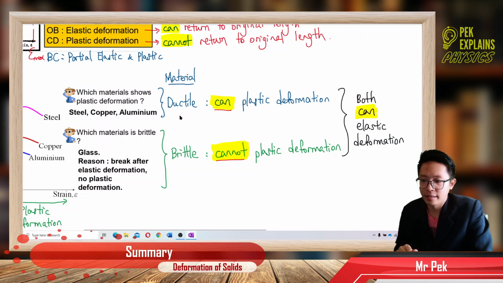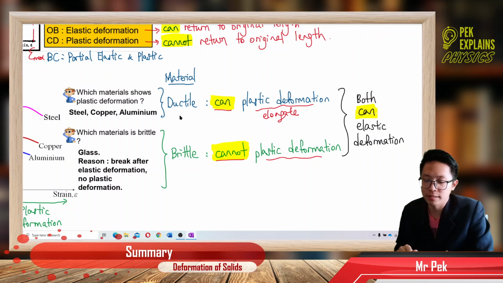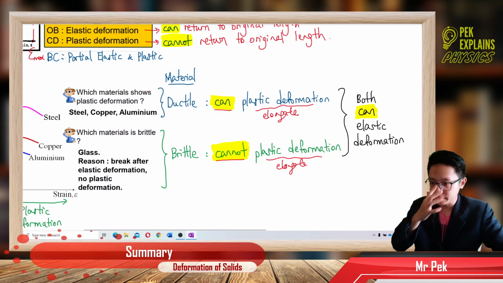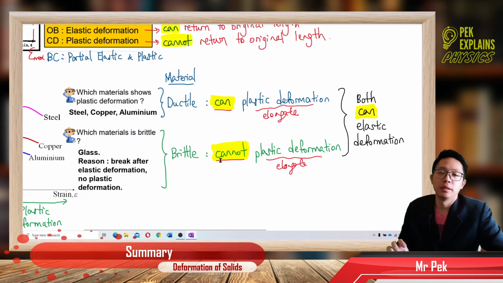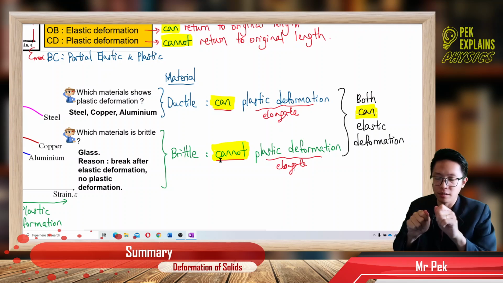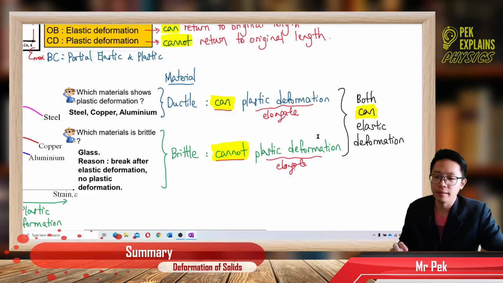Actually, I can say it like this: elongate means plastic deformation. This means elongate permanently. Why do I say that? Ductile material can show the elongation, the plastic deformation. Brittle material cannot show plastic deformation, cannot elongate. It just breaks. But both materials can undergo elastic deformation. Brittle material also can have elastic deformation, just no plastic deformation.